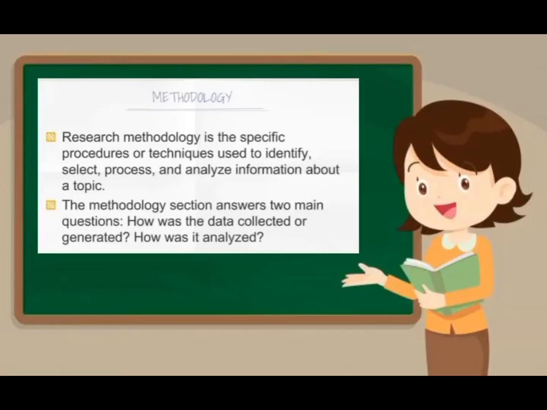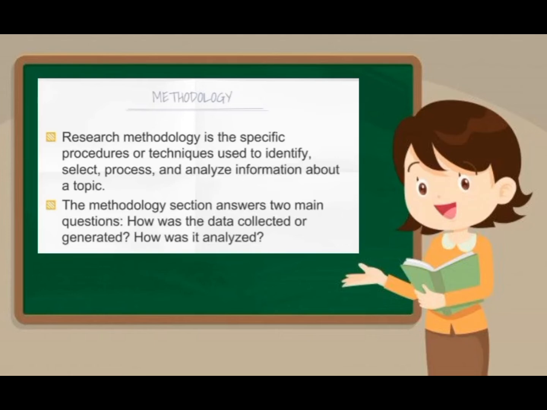So let's proceed to the third part of the research article, which is the methodology. The research methodology is the specific procedures or techniques used to identify, select, process, and analyze information about a topic. Moreover, in a research paper, the methodology section allows the reader to critically evaluate a study's overall validity and reliability. The methodology section answers two main questions. Number 1, how was the data collected or generated? Number 2, how was it analyzed?